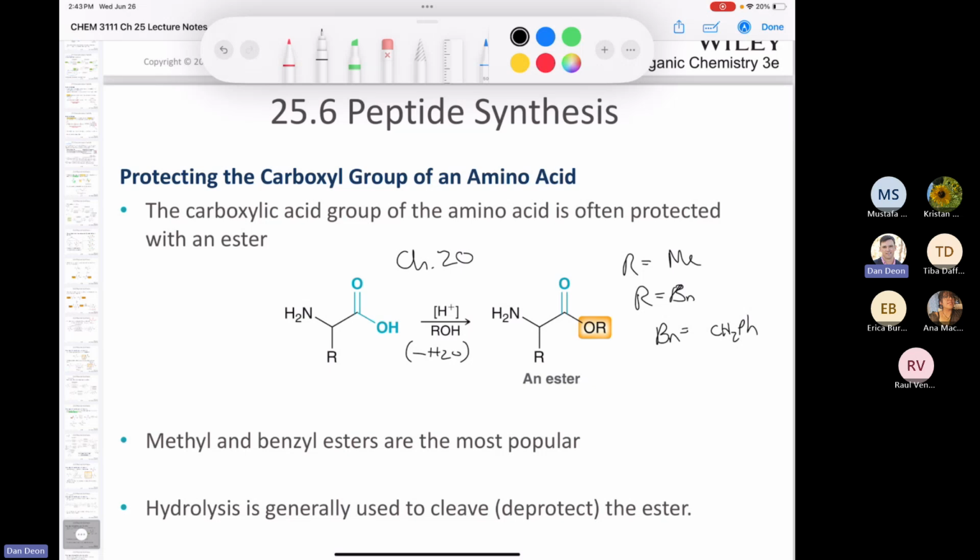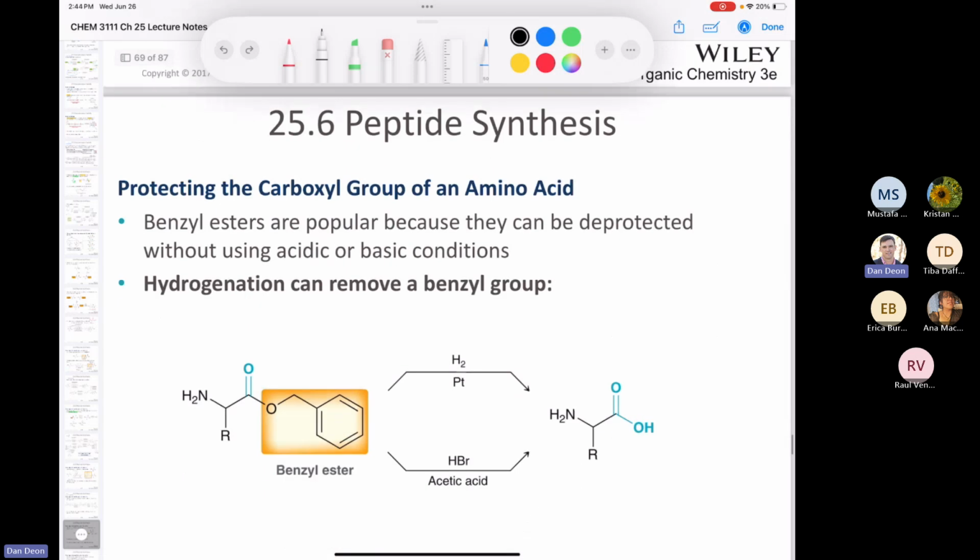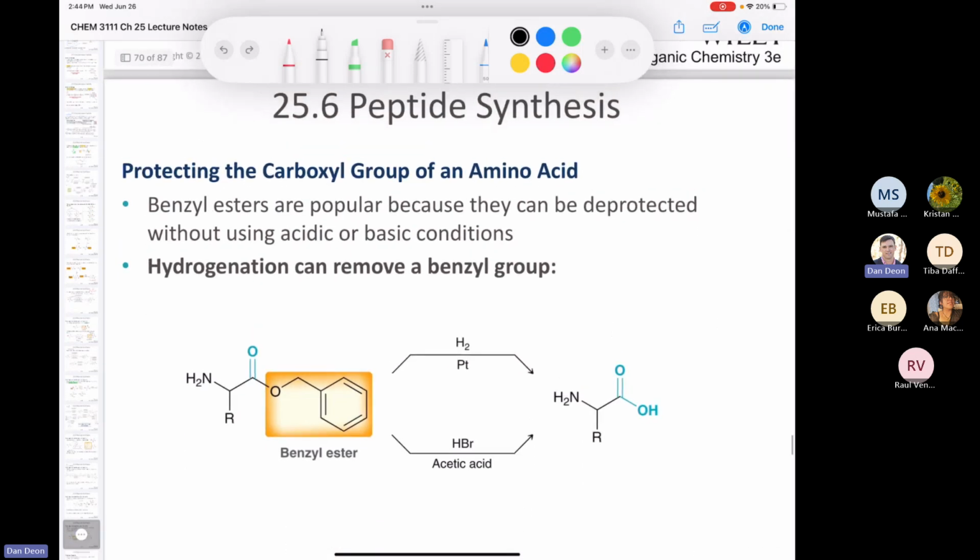And if you're wondering why you would use this specific benzyl ester, what's so great about that? The cool thing about benzyl esters, okay, there's one shown here, is that they can be removed with hydrogenation. So you just put a balloon of hydrogen on top of it, and it pops the benzyl group off, okay? You can also use a mixture of HBr and acetic acid, but I've done it enough to know that using hydrogen gas is much more preferable if you can get it to work, okay?